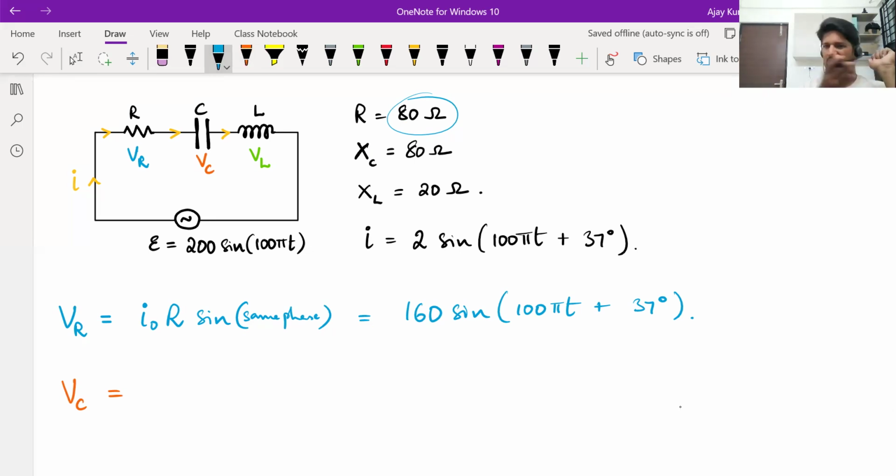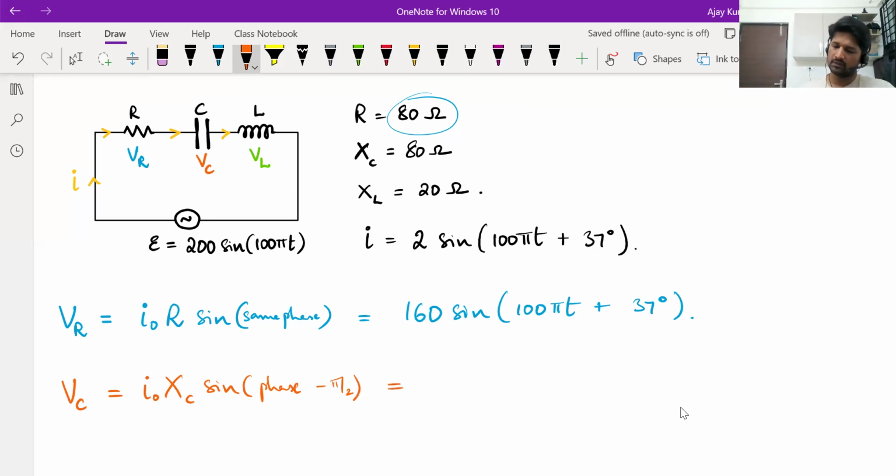Correct. Now current in all three of them is the same, so you don't have to call it IC. You can just call it I or I0, the peak value of current, multiplied with capacitive reactance. I0 into XC. And what about the phase? Tell me this. Does a capacitor make the current lead or lag? Capacitor makes current lead the EMF. It means the EMF across the capacitor will be lagging the current. So you'll have to subtract pi by 2 from it.